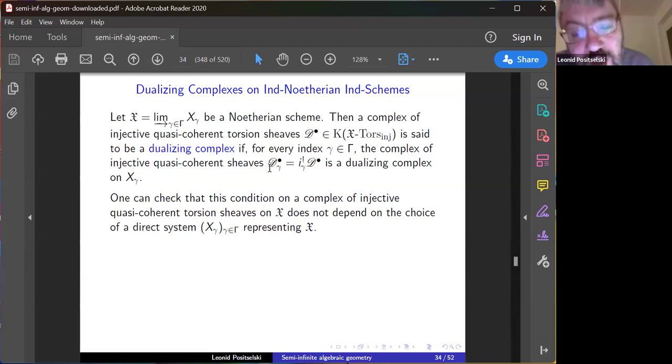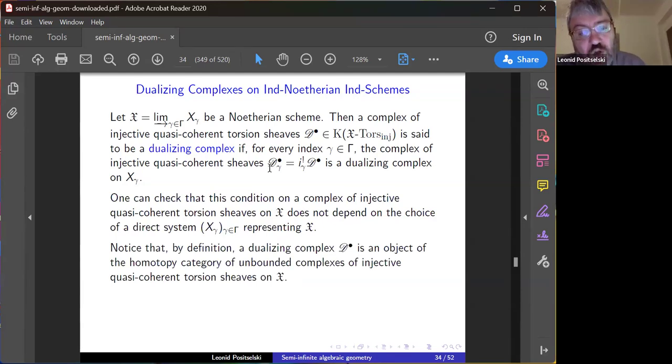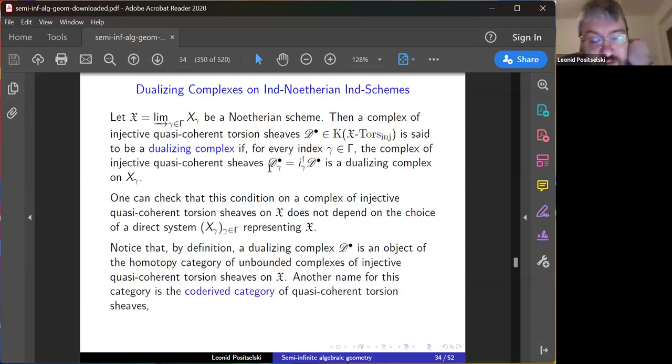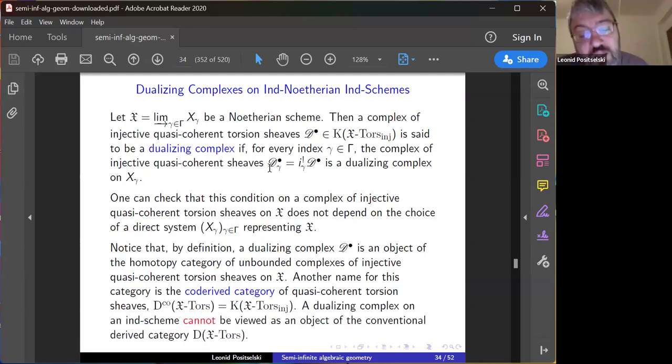One can check that this condition on the complex of injective quasi-coherent torsion sheaves on X doesn't depend on the choice of a direct system representing it. Note that by the definition, a dualizing complex D is an object of the homotopy category of unbounded complexes of injective quasi-coherent torsion sheaves. Another name for this category is the coderived category of quasi-coherent torsion sheaves, D co of X-tors equal to K of X-tors injective. A dualizing complex on an ind-scheme cannot be viewed as an object of the conventional derived category D of X-tors.